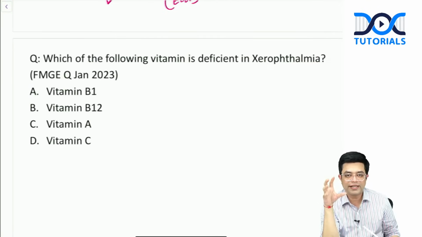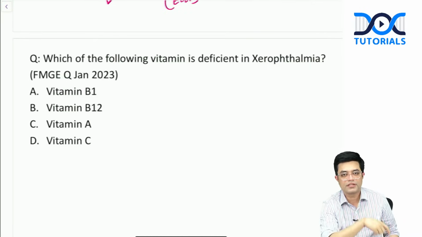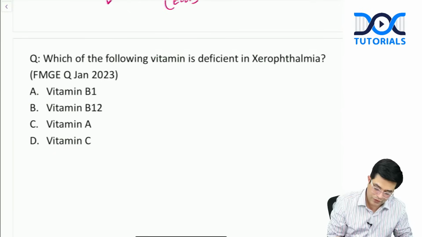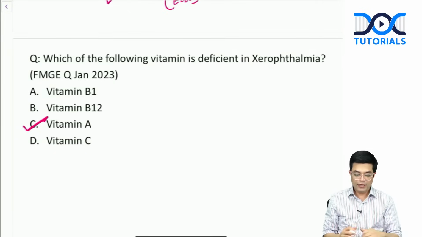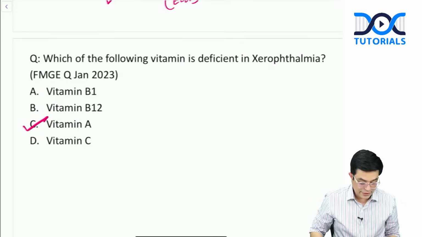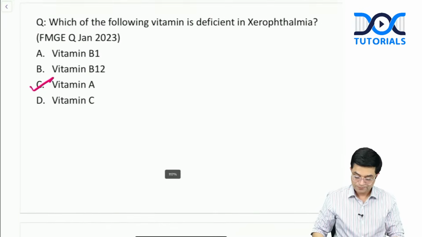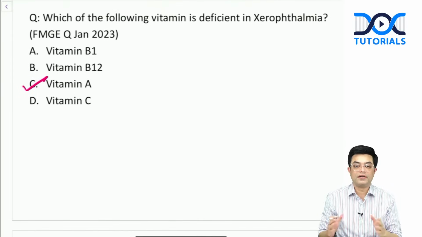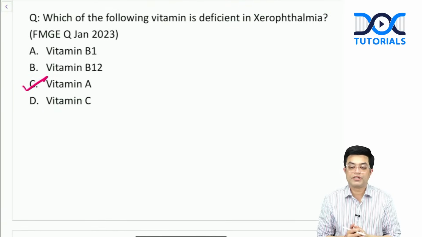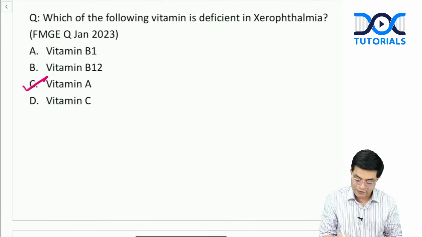Dryness of cornea and conjunctiva is very common, and ocular manifestations are produced by deficiency of vitamin A. So the answer to this question is vitamin A. What are the things that we should remember regarding vitamin A? The WHO classification of vitamin A is often asked in the exam. So let's do a quick fire revision.